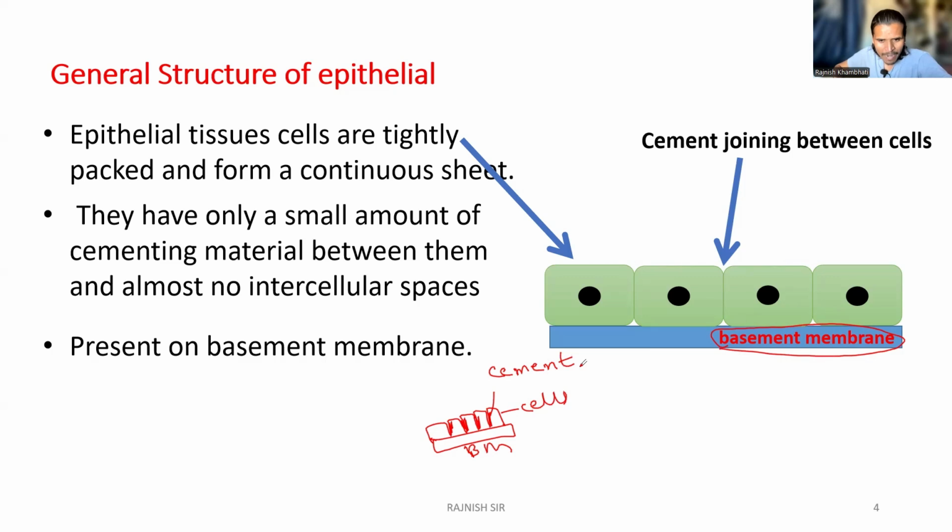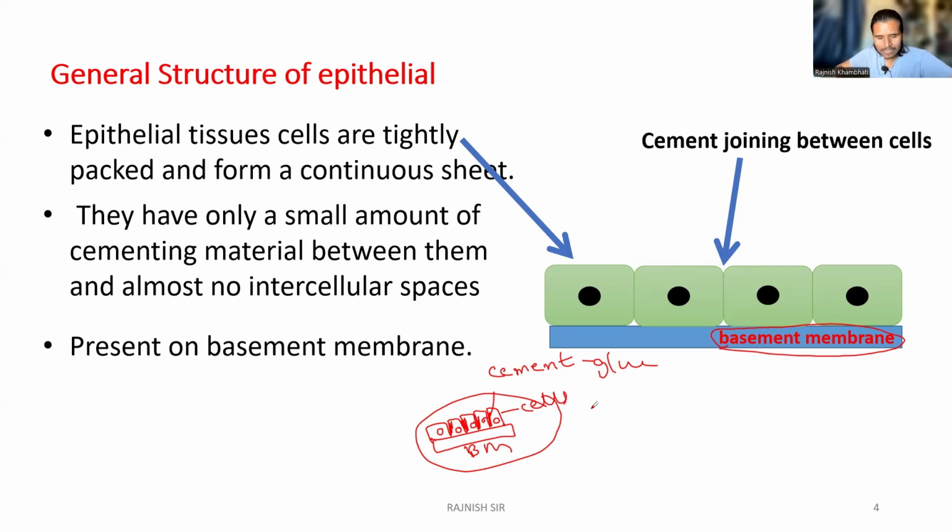Cement material means it is a glue-like structure which will hold the cells together, and they have a nucleus. They have a nucleus because they are cells. So the structure you see is epithelial tissue.